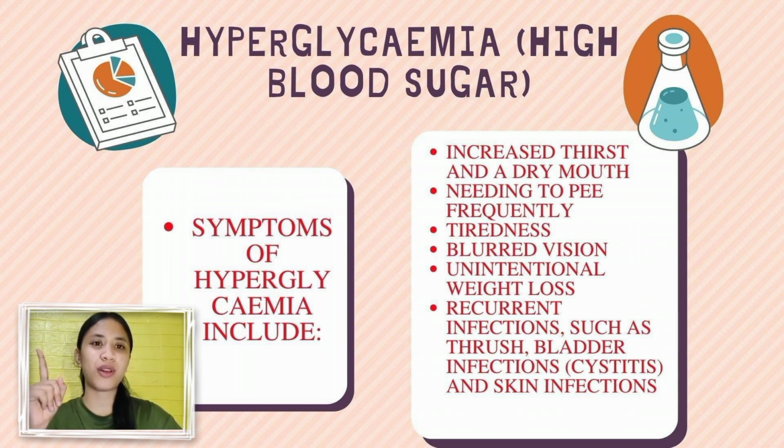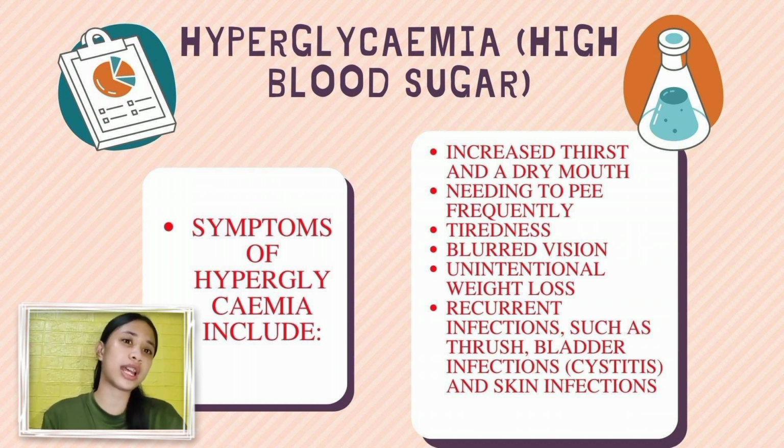Number 1 symptom of hyperglycemia is increased thirst and a dry mouth, madalas na pagkauhaw at pagkakaroon ng tuyot na bibig. Number 2 is needing to pee frequently. Yung segundo at minuto mong nararamdaman na naiihi ka. Number 3 is tiredness, pagkaramdam ng pagod. Number 4 is blurred vision. Ito yung unti-unting pagkalabo ng iyong mga mata.